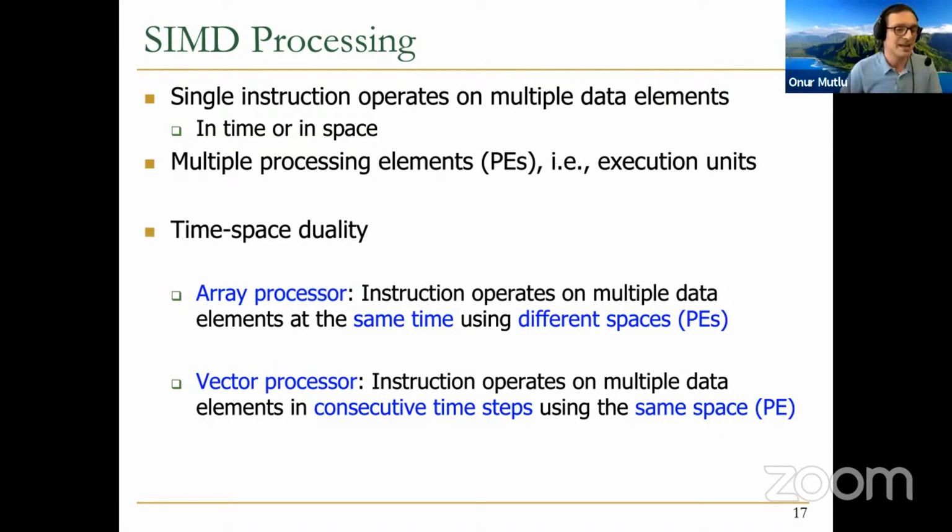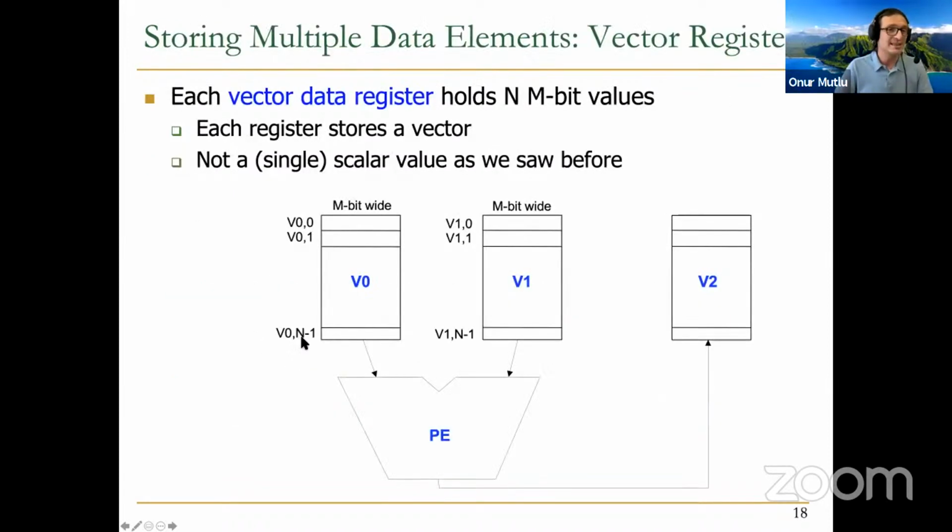So I think this is best exemplified with an example. But before I go into the example, I should also introduce the concept of vector registers because it's going to be important. I'm going to give you an example that distinguishes vector and array processors soon. But let's take a look at how we do it first. Basically, we're going to operate on vector data registers, which store essentially vectors. Each register stores a vector. Contrast this with a single scalar value. Remember, in MIPS, R0 stores a 32-bit value.